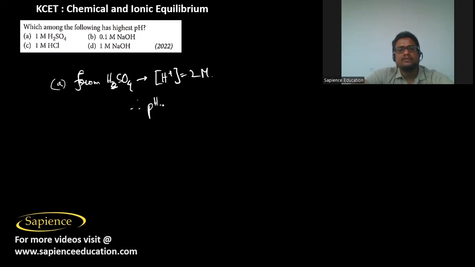Then here it is asked which among the following has the highest pH. Now the 1 molar H2SO4, in the first case from H2SO4, the concentration of H plus ion will be equal to 2 molar. Therefore, the pH value will be equal to minus log of the concentration of H plus, which is minus log 2. That is equal to minus 0.3.